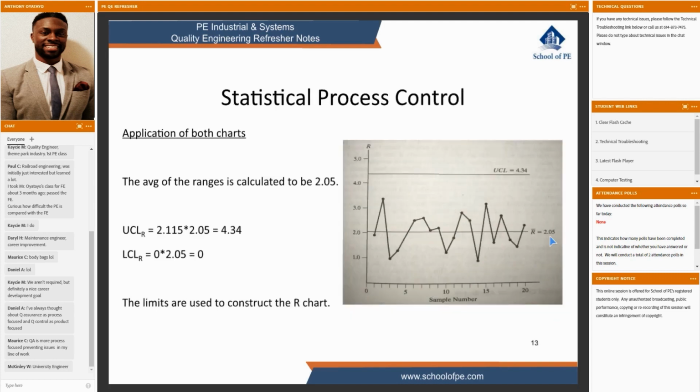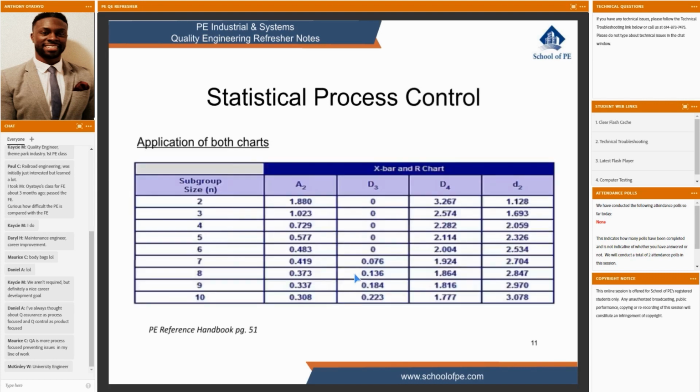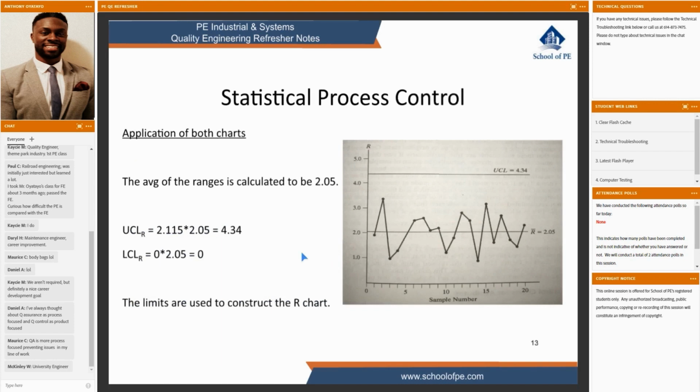So we get 2.05. Now, in order for us to establish the upper and lower control limits, we have to use D4 and D3. So since we have our constants here, 2.115 and 0 for our D4 and D3, multiplied by the average range, which is 2.05, we get 4.34 as our upper and 0 as our lower, because the constant is actually 0 for D3.